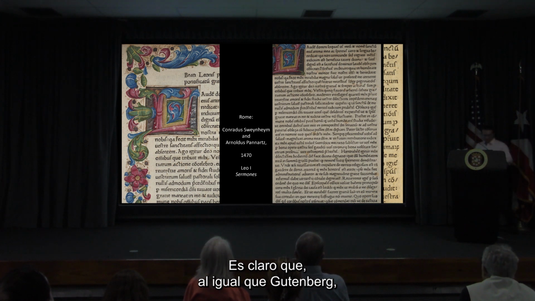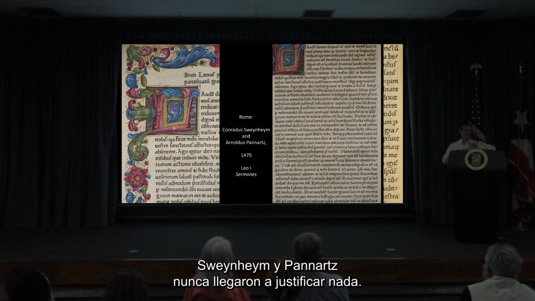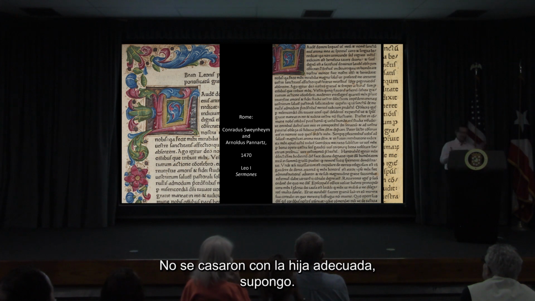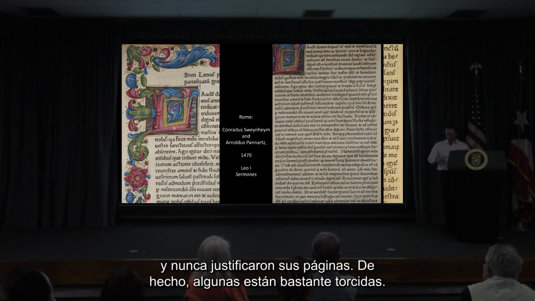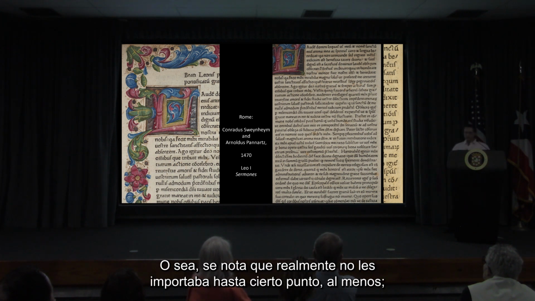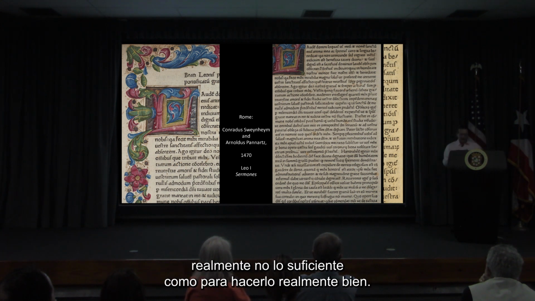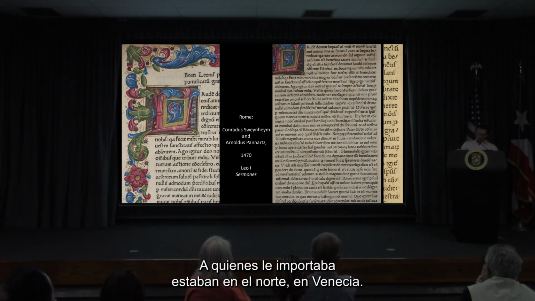What is clear is that just like Gutenberg, Sweynheim and Pannartz never got around to justifying anything. They didn't marry the right daughter, I suppose. But so they had an entire publishing career, and they never justified their pages. In fact, some are pretty ragged. You can tell that they really didn't care, to a degree at least, to make it really good. The ones who cared were up north in Venice.